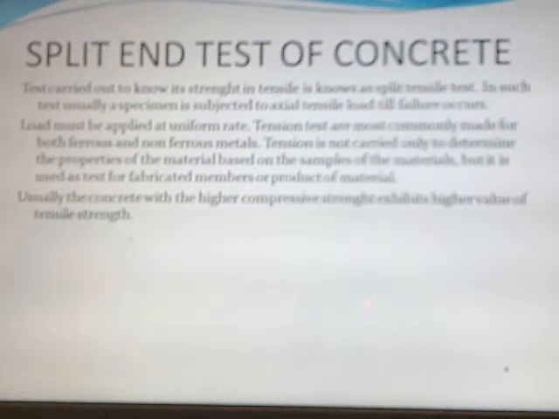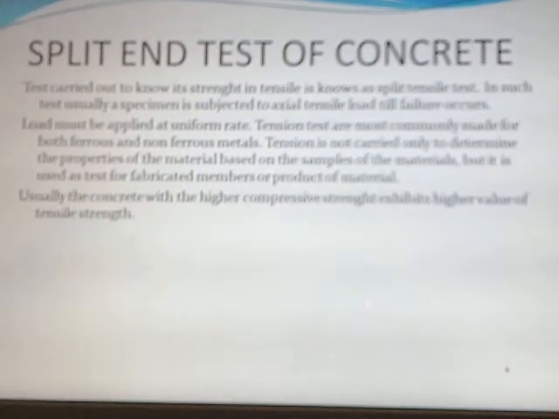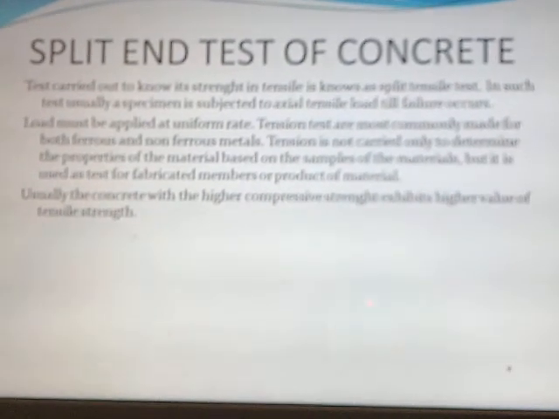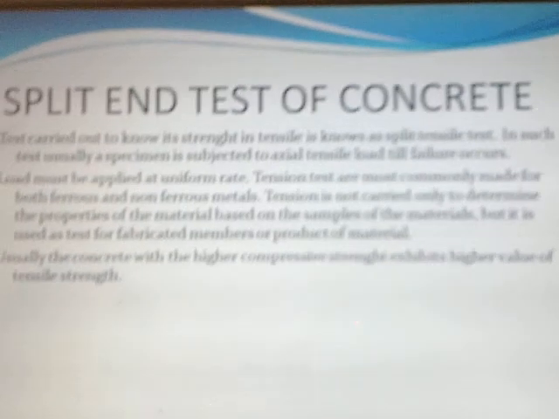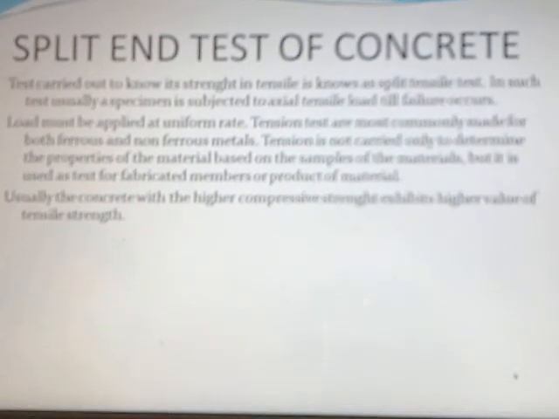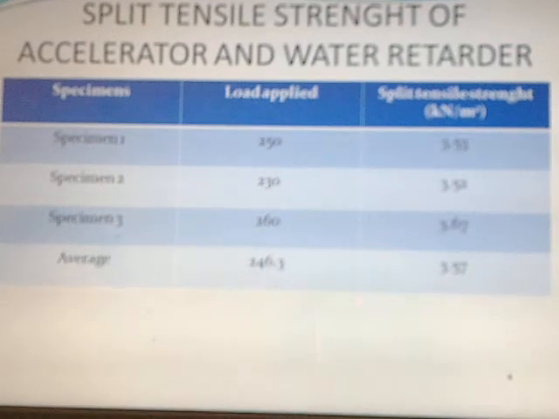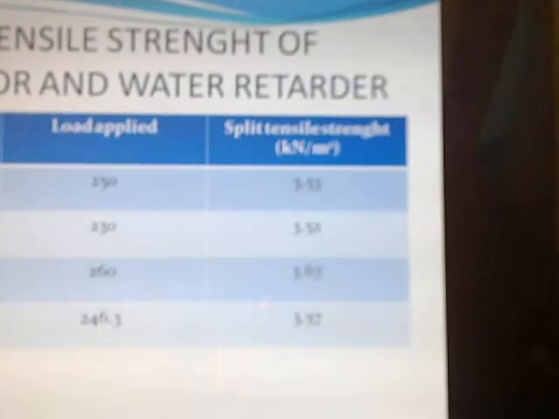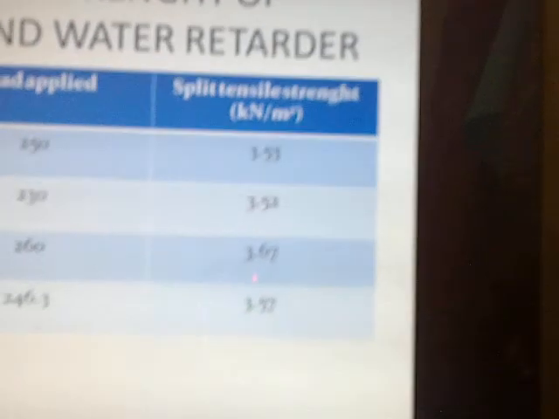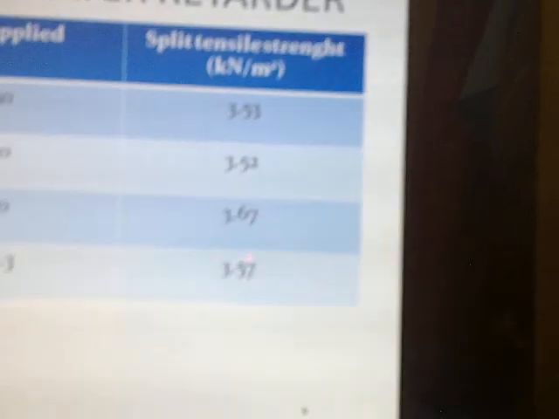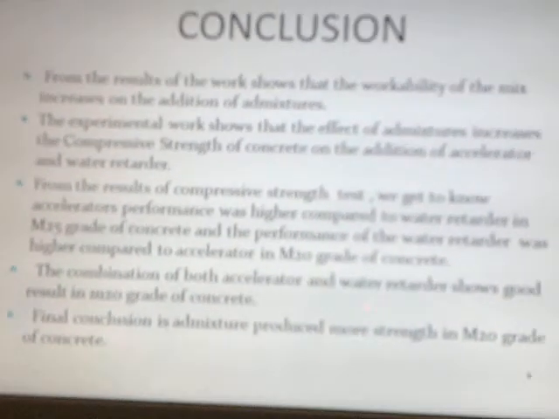And we have also tried the split end test of the concrete. The split end test is carried out to know its tensile strength. In such a test, usually a specimen is subjected to an axial tensile load till failure occurs. Load must be applied at a uniform rate. For the split end test of the accelerator and the water retarder, the average split end test value is 3.57.